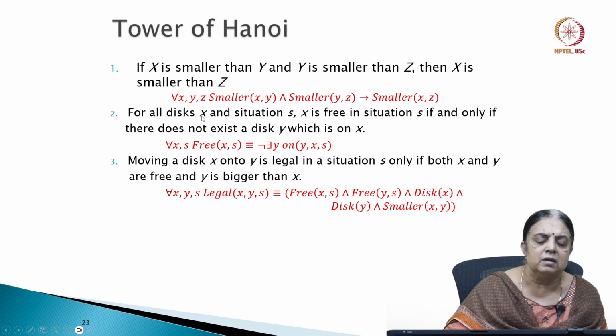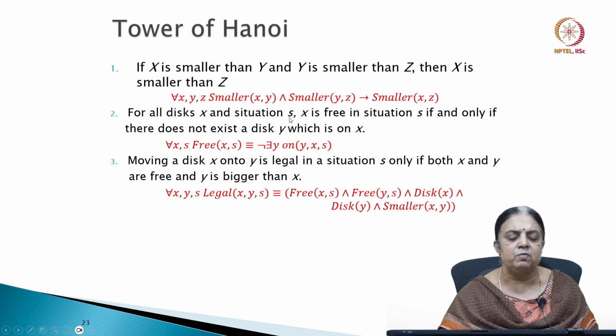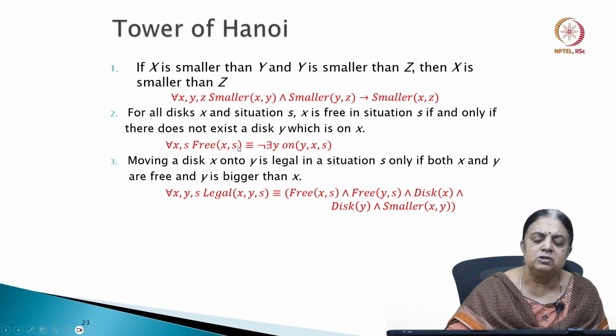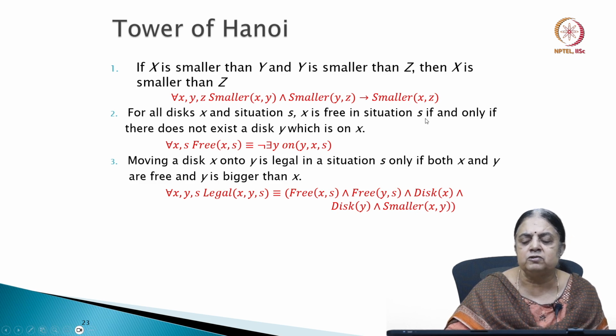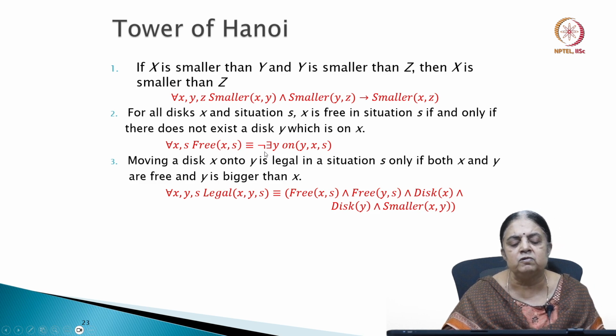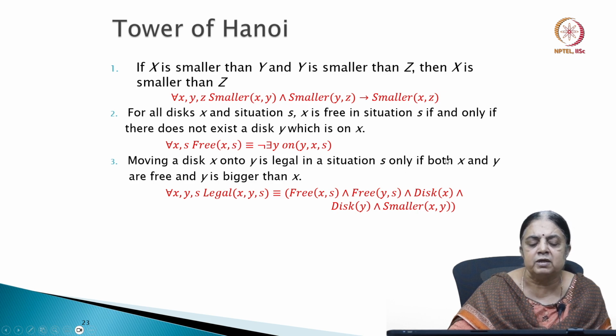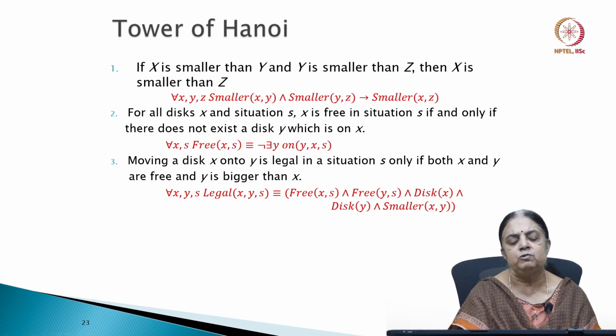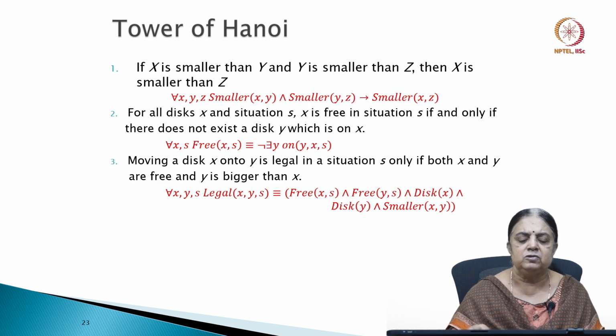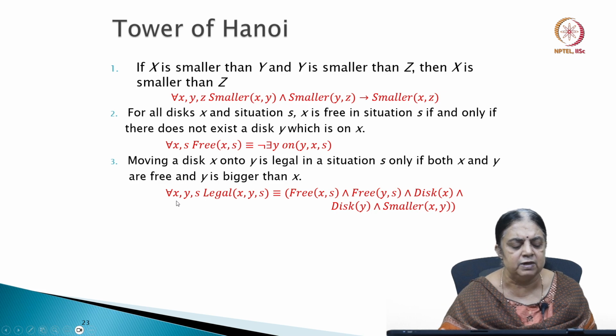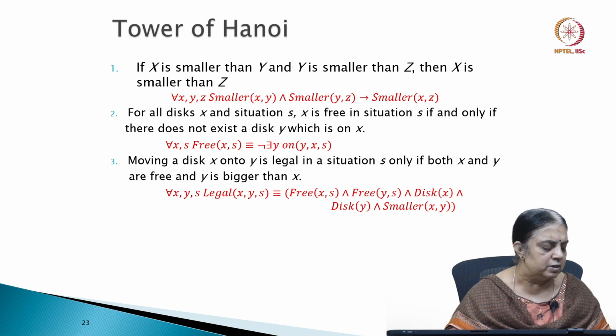And for all disk x and situation s, here we talk about situation calculus, at a time situation s. X is free in situation S if and only if there does not exist a disk Y which is on X. Moving a disk X onto Y is legal in a situation S only if both X and Y are free and Y is bigger than X. So in other words, you can only put a smaller disk onto a bigger disk. So this is the rule for that basically. So we can see that we can have rules in this way, right?